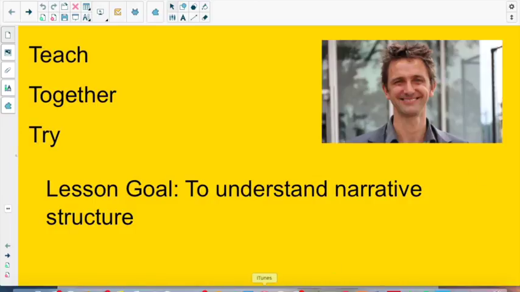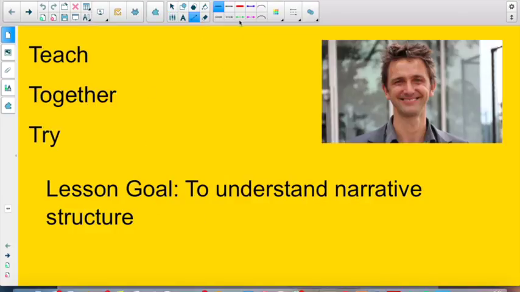Today we're going to look at our lesson goal, which is to understand a narrative structure. We're looking at a narrative structure, not a persuasive text, not a poem, a narrative. Okay, let's get cracking.